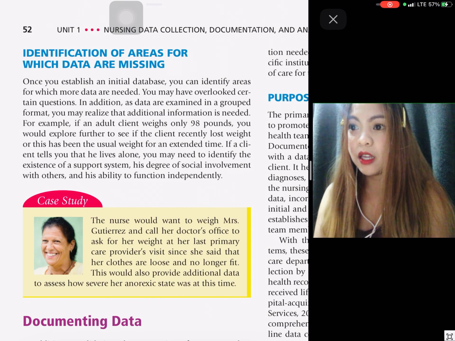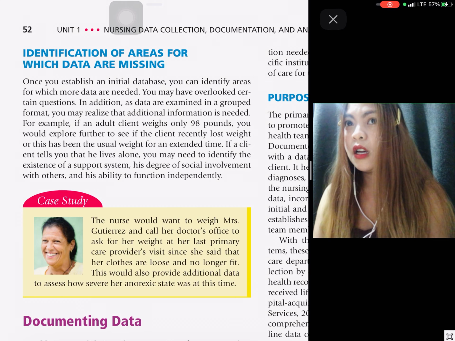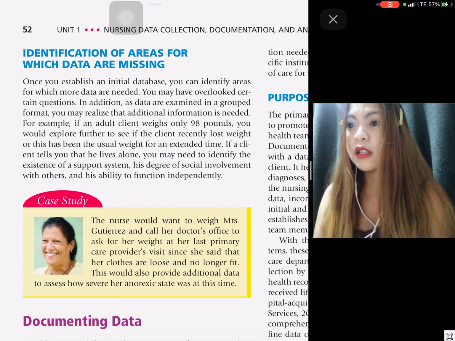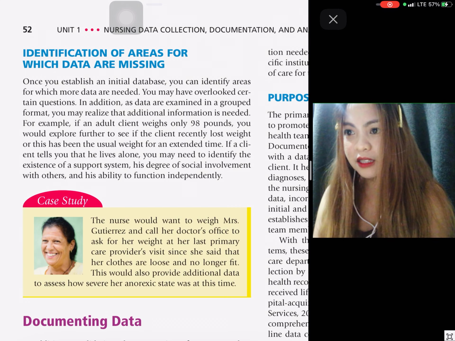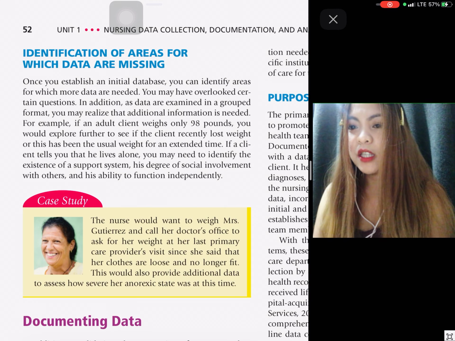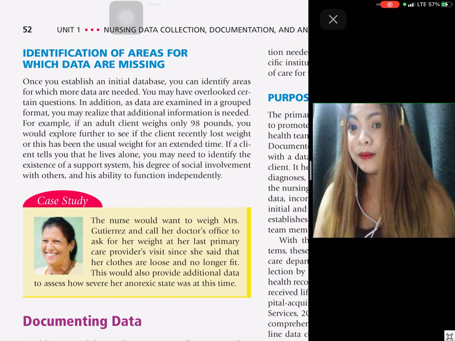She said that her clothes are loose. Since she said that her clothes are loose and no longer fit, pwede mo yung gawin kung may number ka naman ng previous niya na doctor or kanyang previous na hospital or clinic, pwede mo rin itanong para ma-verify mo kung meron nga talagang weight loss or weight gain. This would also provide additional data to assess how severe her anorexic state was at this time. Kasi diba nga yung problema ni Mrs. Gutierrez ngayon, hindi siya masyado makatulog, hindi siya masyado makakain.